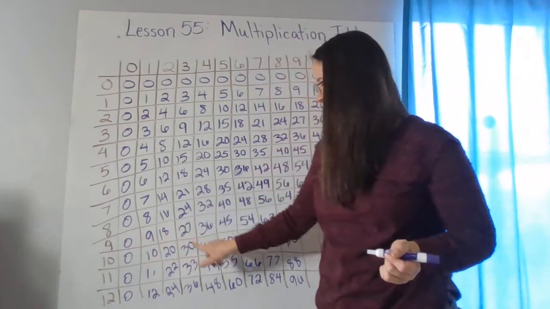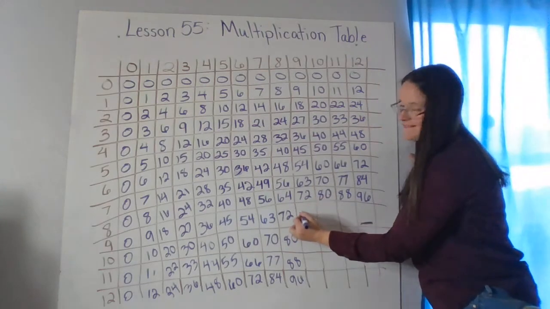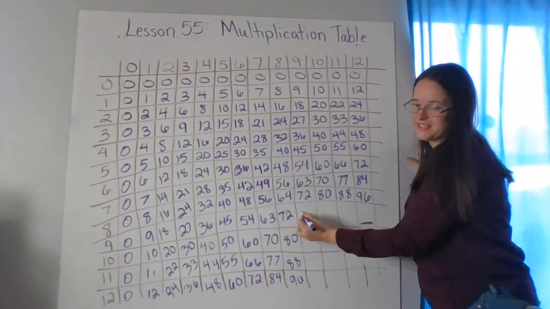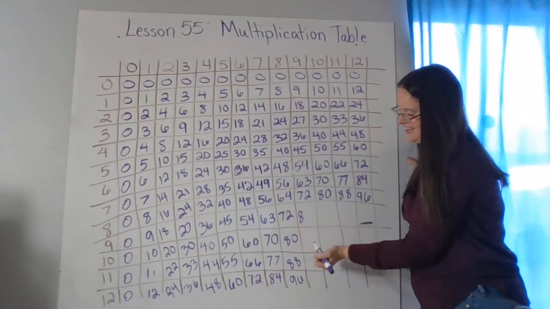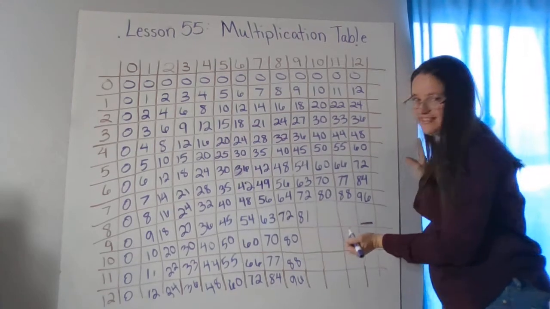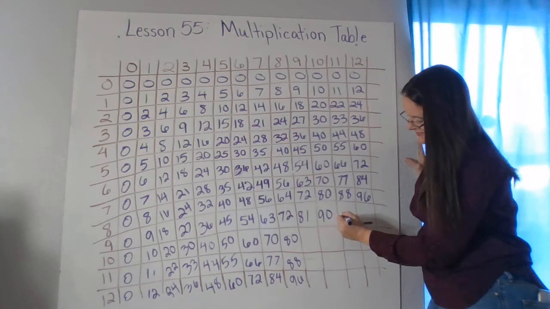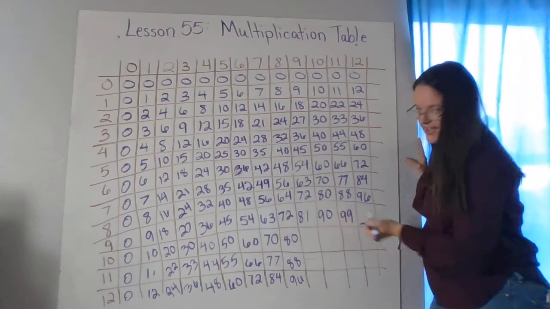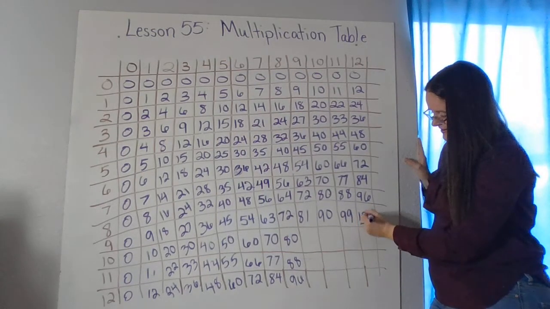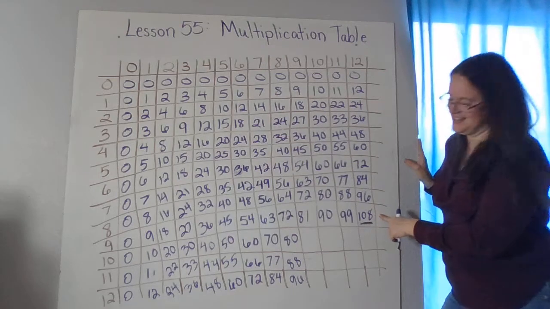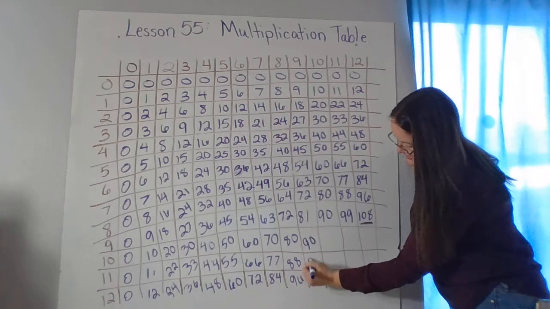Counting by nines. 0, 9, 18, 27, 36, 45, 54, 63, 72. So it's 72 plus 9, 81. And then 81 plus 9, 90. And then 90 plus 9, 99. And 99 plus 9, 108. Okay, we left off at 81. So next we should have 90, 99, 108.